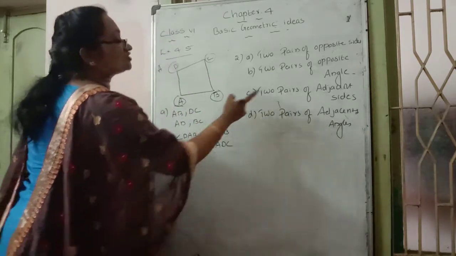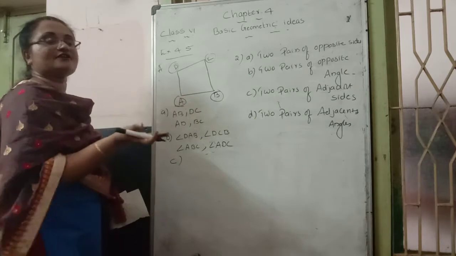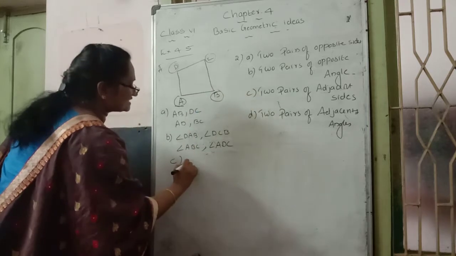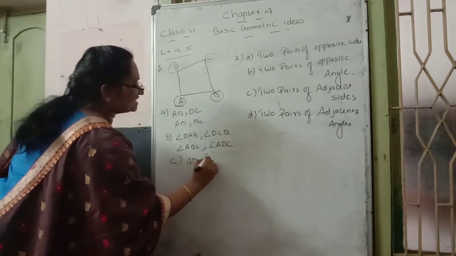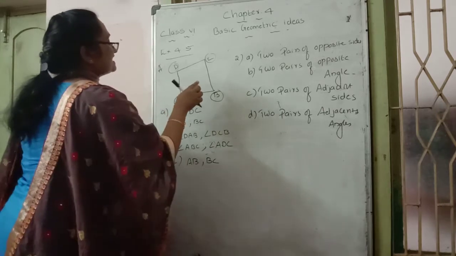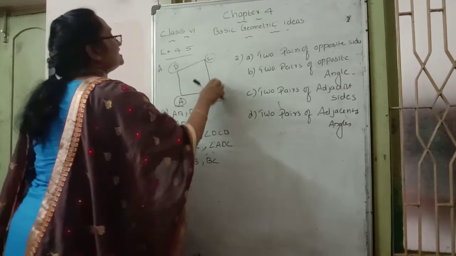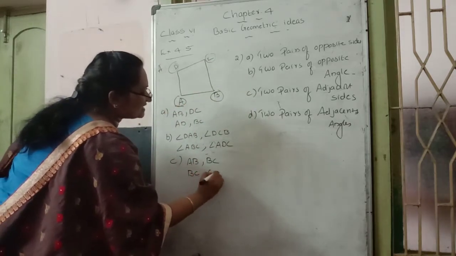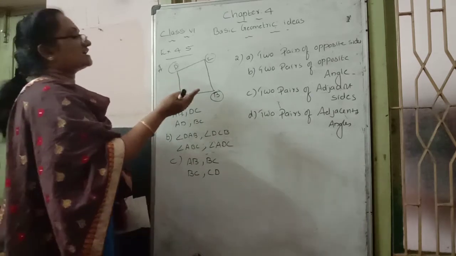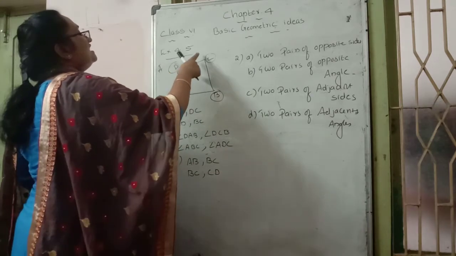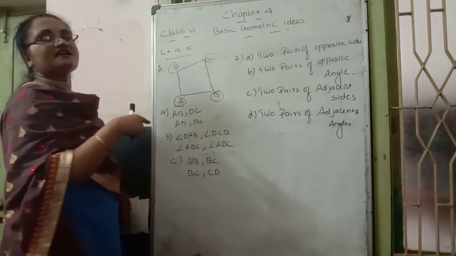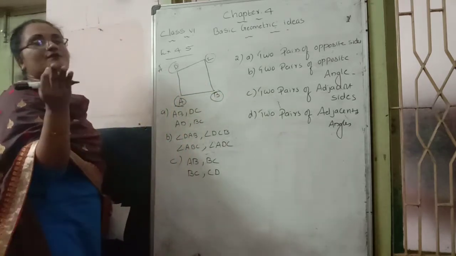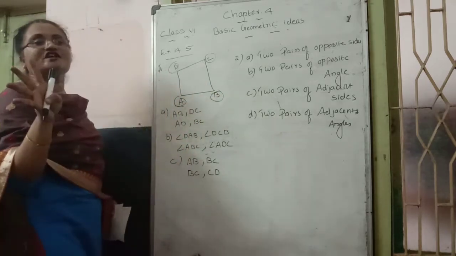In the C question, they ask for two pairs of adjacent sides. Adjacent sides means nearest sides. Which are they? Side AB and side BC are adjacent sides. Next, side BC and side CD are adjacent. Same way, side CD and side AD are adjacent. Next, side DA and side AB are adjacent. We can write four pairs, but here they ask for only two pairs.